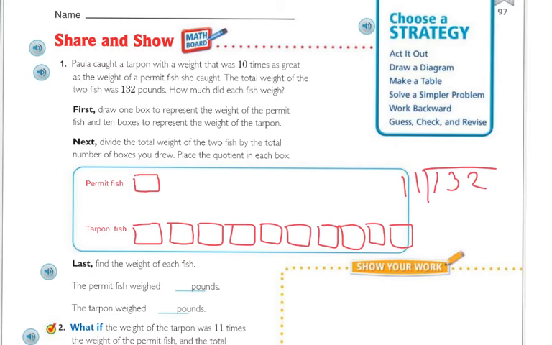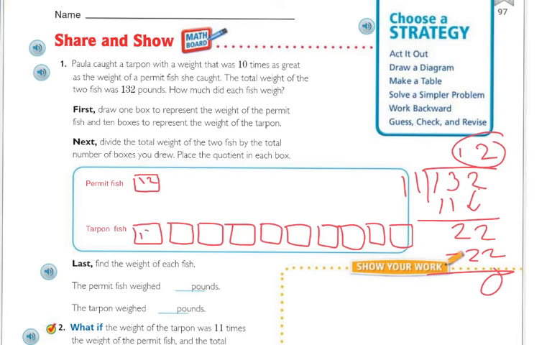11 can't go into 1, but it can go into 13 one time. I subtract 11 from 13 and I get 2. I bring down my 2, I have 22. 11 goes into 22 2 times, and it goes in equally. So the answer is 12. So in each of these boxes, I have 12 pounds.